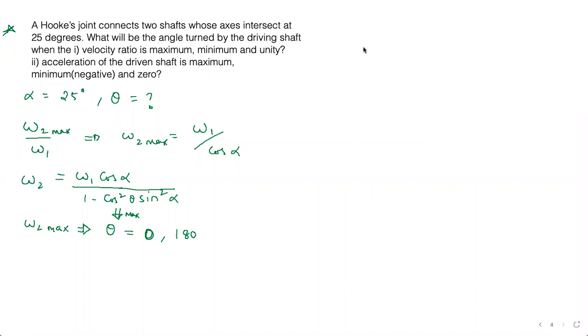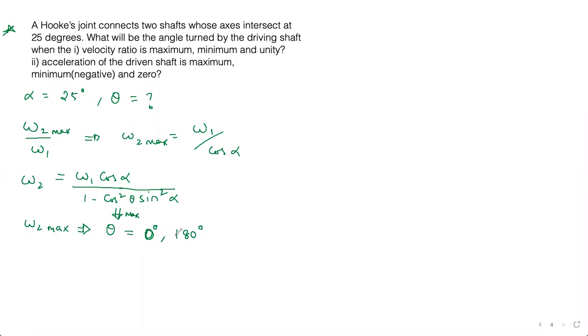What are the two different angles? Omega 2 is maximum for 0 degrees and 180 degrees, right? Because they give the same values. At 0 the cos is 1, at 180 it is -1. So cos square will be like -1 square, which will be again 1. So this is for omega 2 maximum.